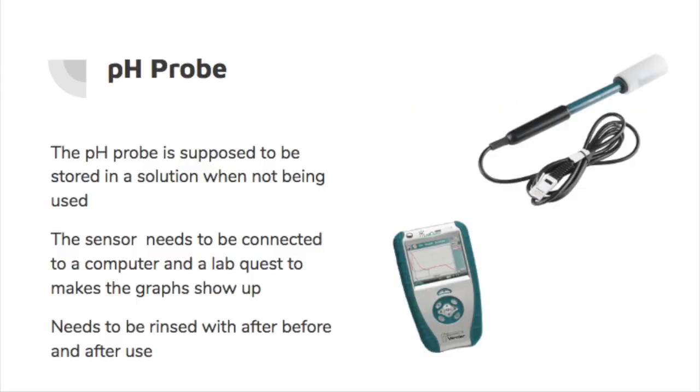We used a Vernier pH probe for this experiment. When not used, this pH probe was stored in a solution to keep it neutral. The sensor had to be connected to a computer by Bluetooth, and the LabQuest was connected to it also to make the graph show up. Before and after we used this pH probe, it was rinsed out with distilled water. When using this pH probe, we stuck it in the fruit juice and let it settle for a while, and then the data came up on our computer.